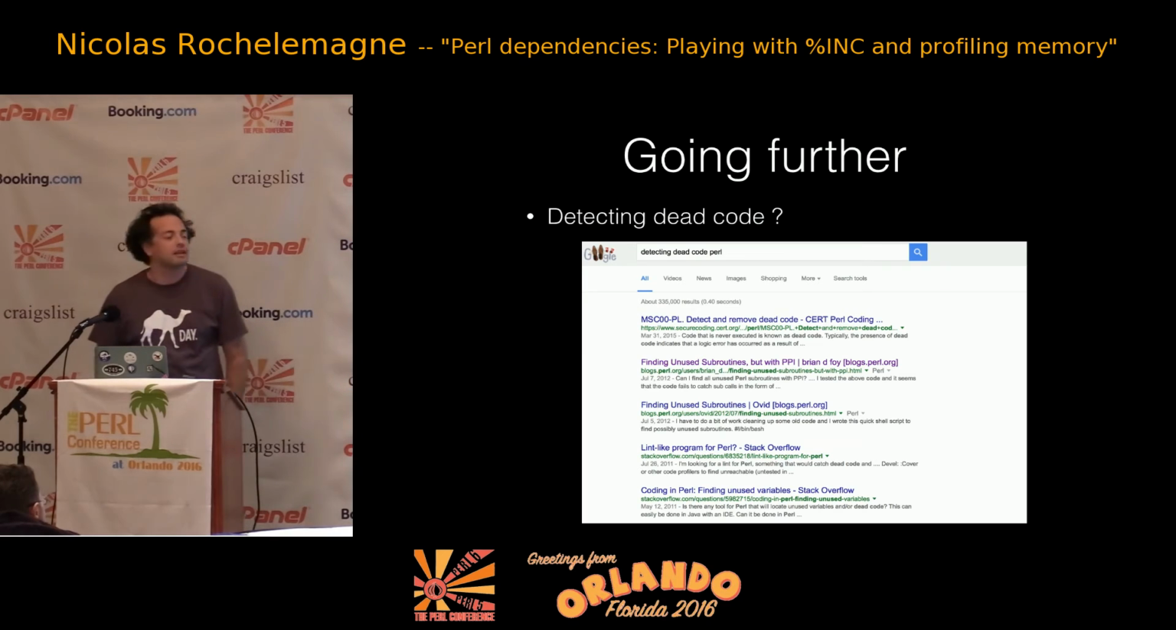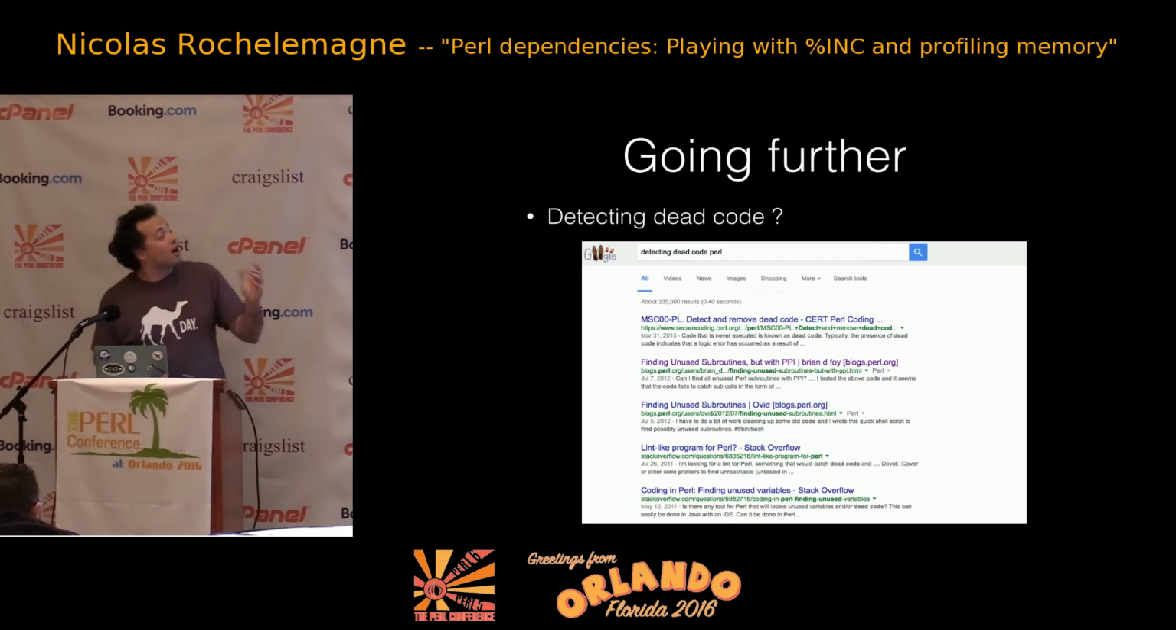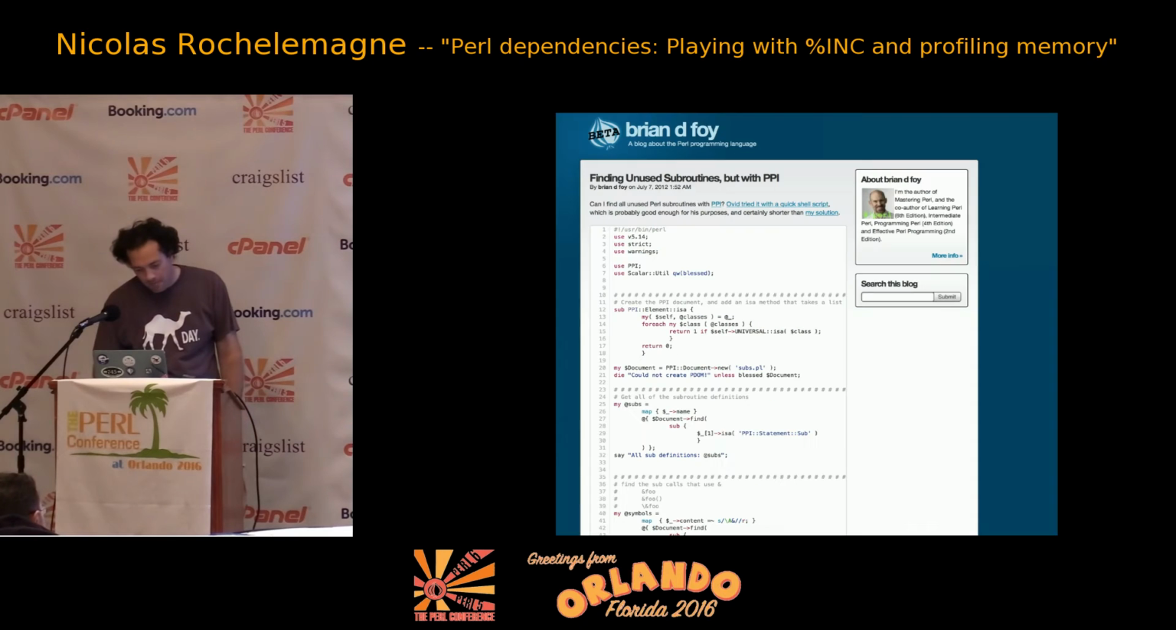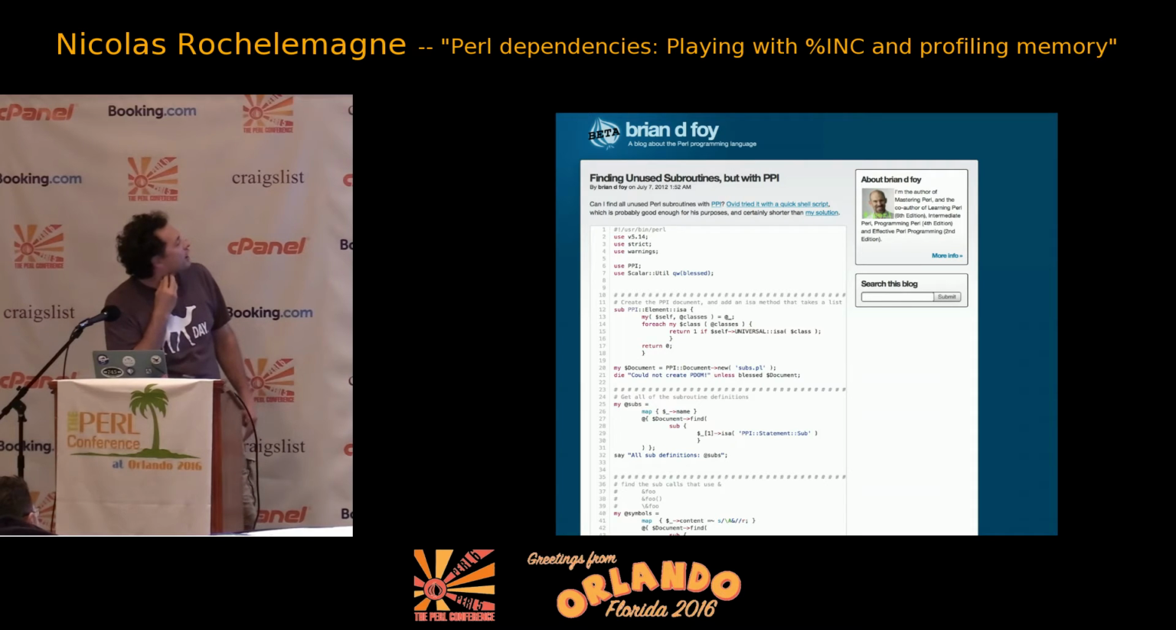So first thing I did, Google "detecting dead code Perl". By the way, there was also another talk about detecting dead code earlier today, which was using the op tree, by creating a different op to detect code once run. The idea now is to use PPI, which is a different direction. Of course, there is more than one way to do this. So I was interested by the second result, which is from Brian DeFoy. Here is his blog and article where he's using PPI to detect unused code.